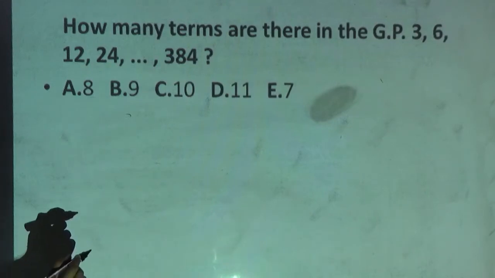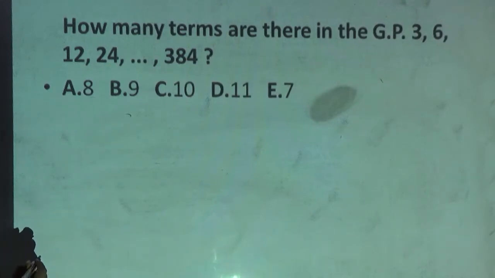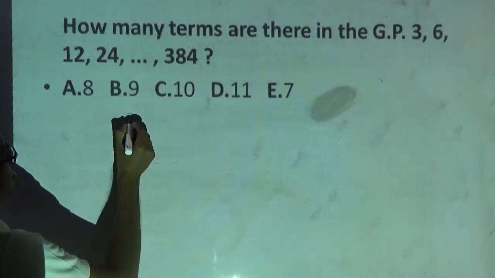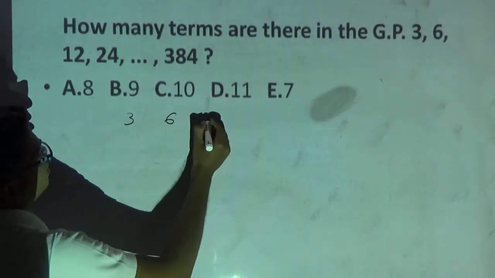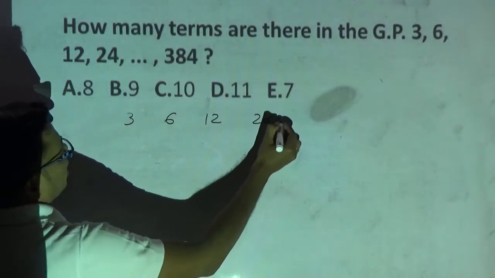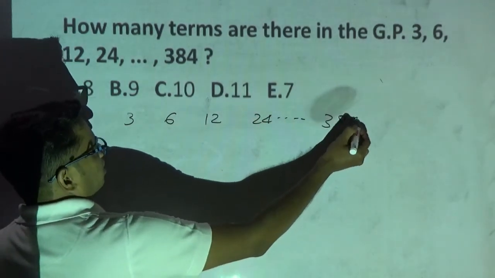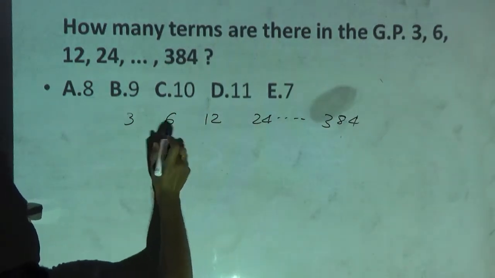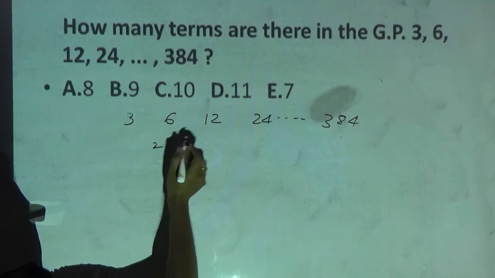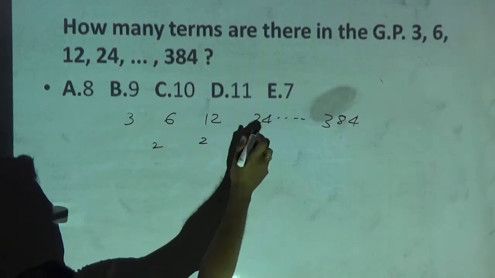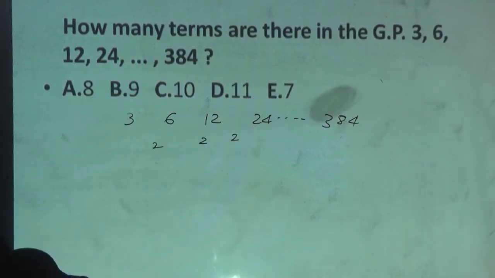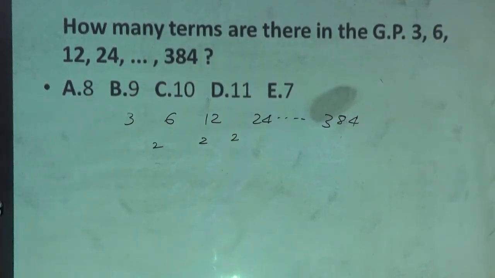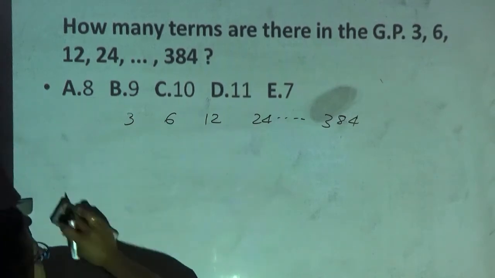Next question. How many terms are there in the GP 3, 6, 12, 24 up to 384? What do you mean by geometric progression? If we have a common ratio, see here, 6 by 3 is 2, 12 by 6 is 2, 24 by 12 is 2. So I am having a common ratio. Such a series is called a geometric series.